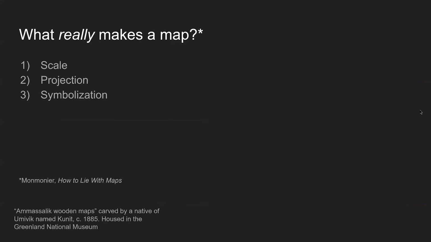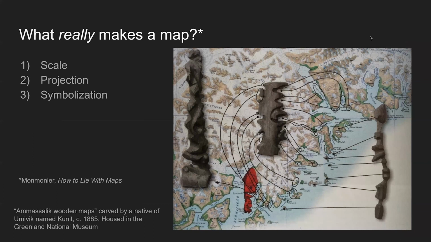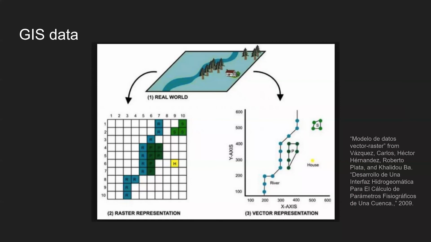But what we've looked at already is that these other things are also maps. So the important thing from Mark Monmonier, who's a really brilliant scholar who's talked about maps for a really long time: what makes a map is scale, projection, and symbolization. All of the other things are just ways of representing these three concepts. And when you use GIS, you're taking those ideas and interpreting them in ways that a computer can understand and represent. The computer is fed information and then it represents those things.